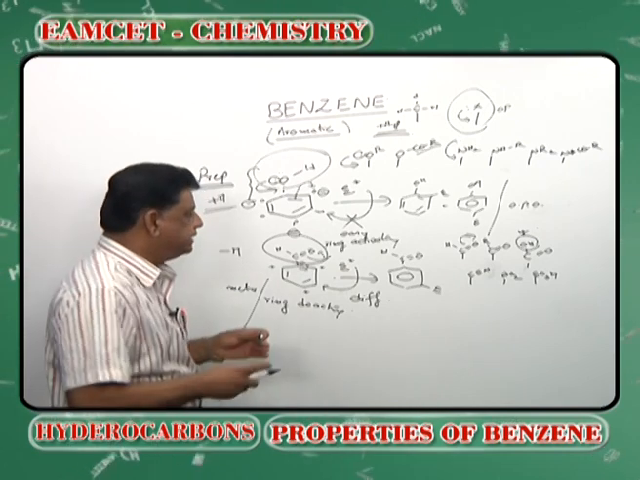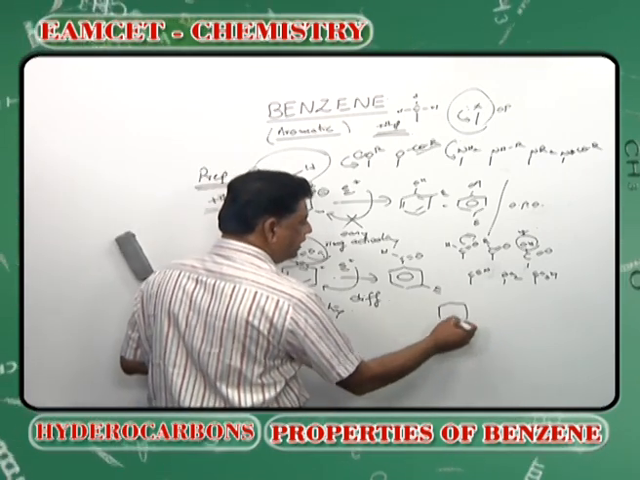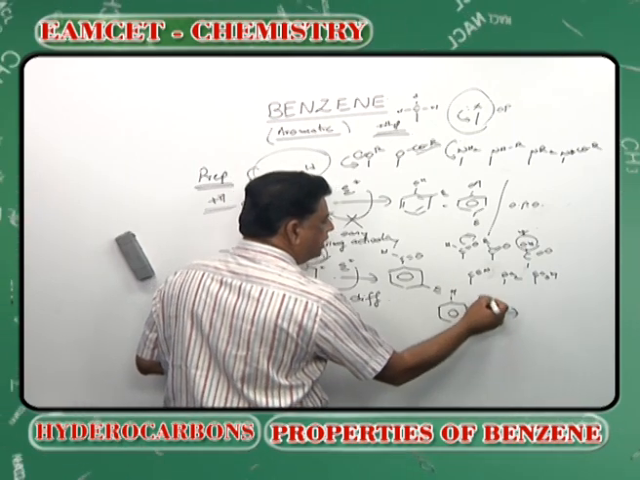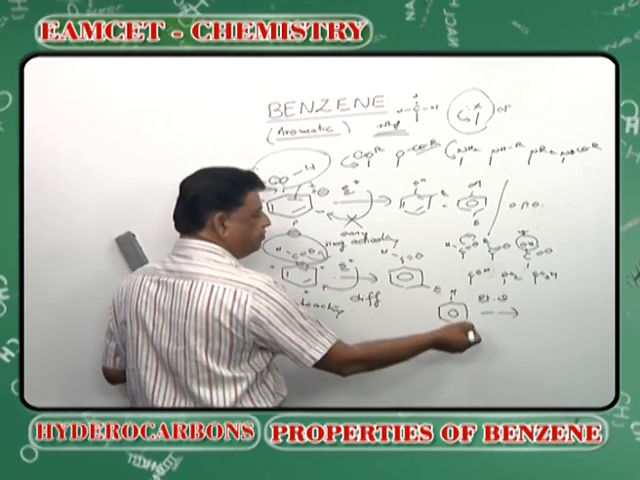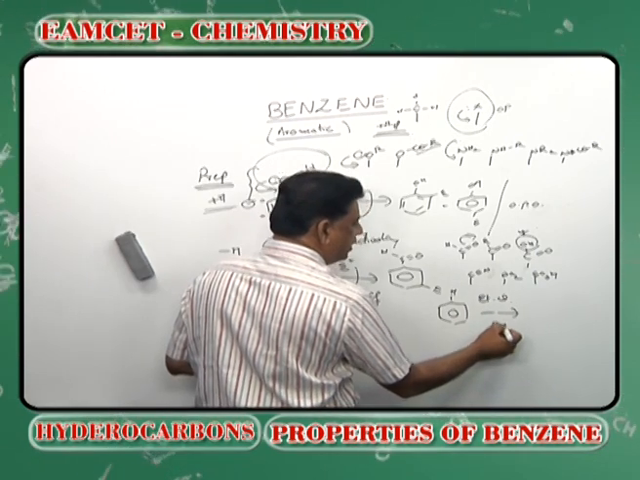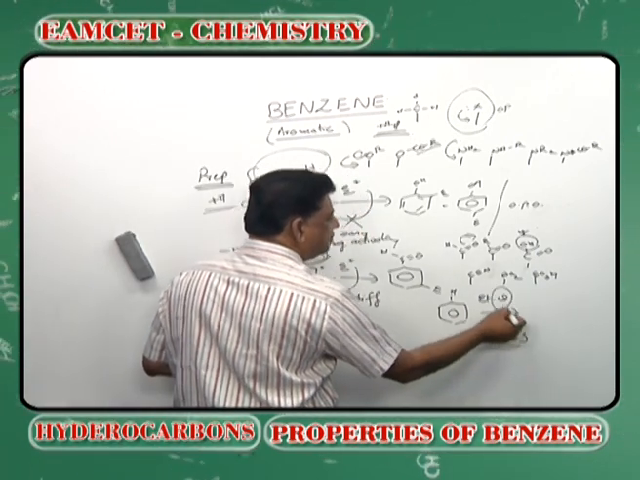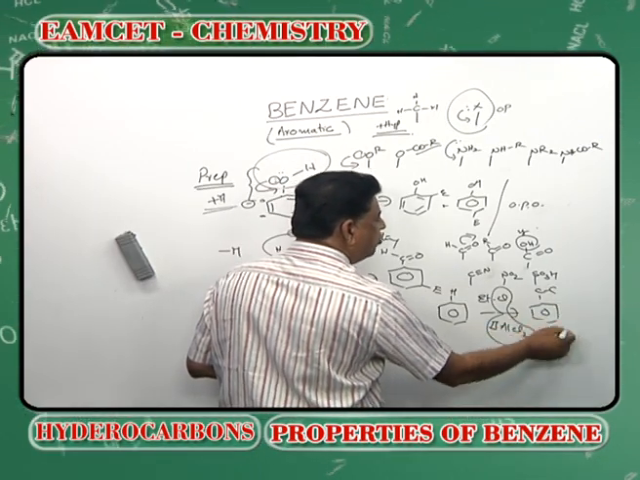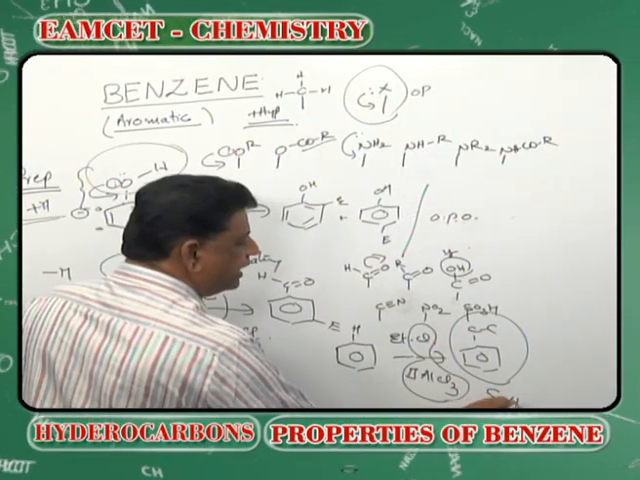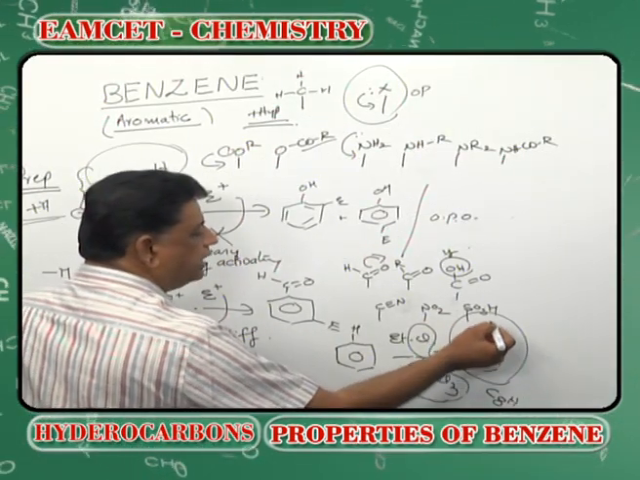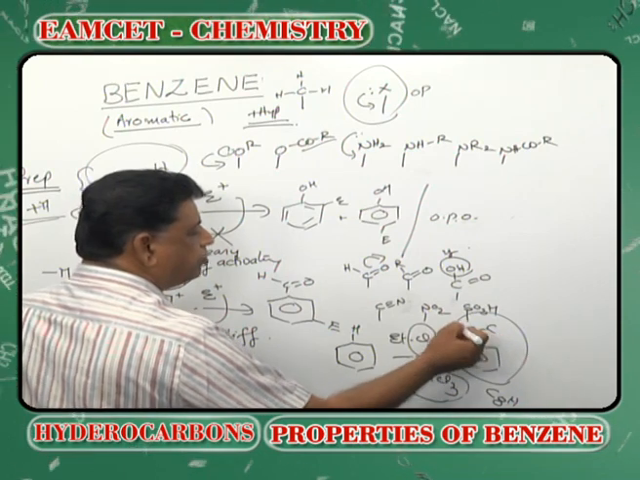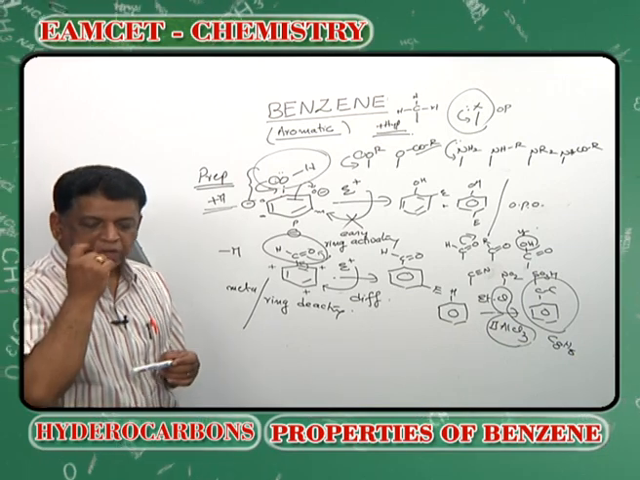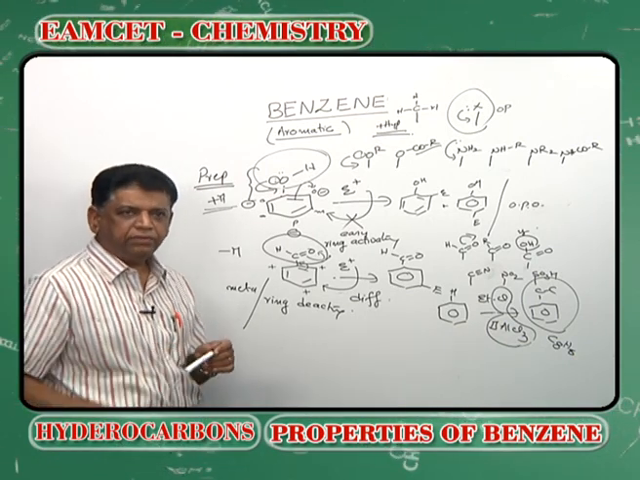C8H10. That is the product when benzene is treated with ethyl chloride. The benzene hydrogen is replaced by the ethyl group, isn't it? In the presence of anhydrous aluminum chloride, the aluminum chloride will take away the Cl, and the ethyl group is introduced. Therefore benzene becomes ethyl benzene, whose formula will be C8, H will be 4 plus 3 7 plus 2 8, C8H8 will be the formula. So answer 1 will be the answer. Any problem?